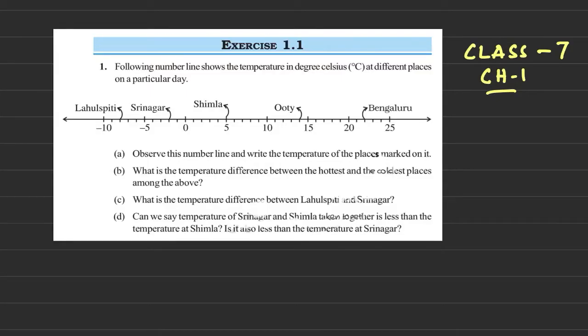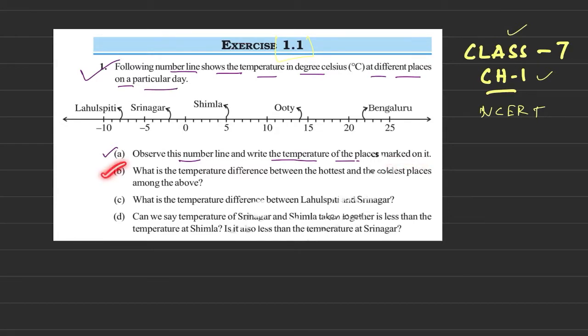Today I will discuss class 7 chapter 1 NCERT math. Look at this carefully. This is exercise 1.1 and this is question number 1. The question is: the following number line shows the temperature in degree Celsius at different places on a particular day, and you have to observe this number line and write the temperature of the places marked on it.